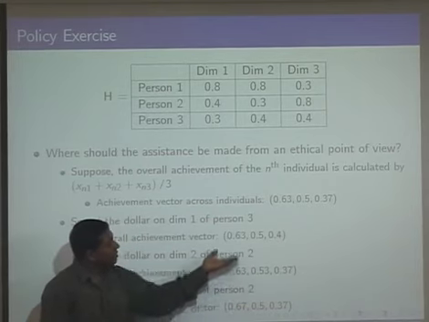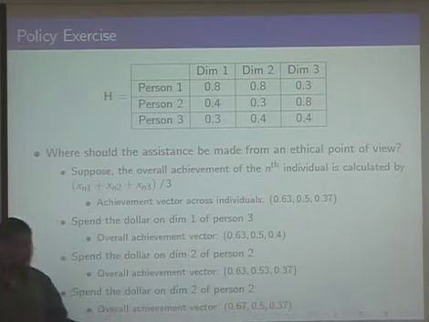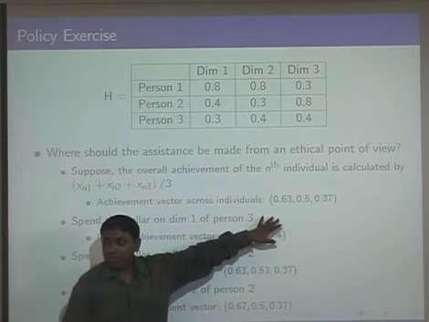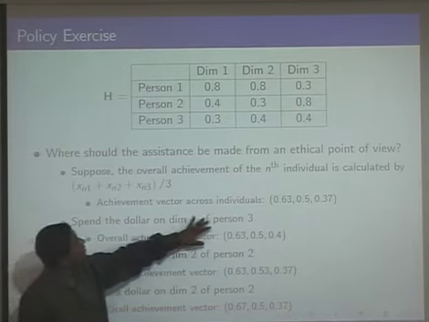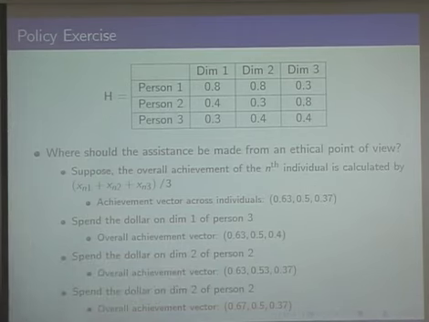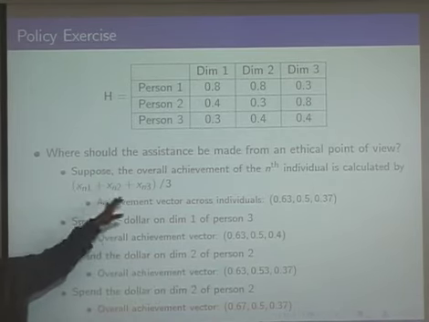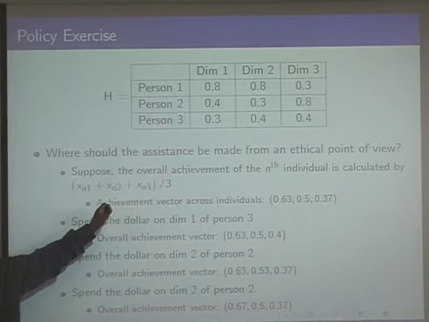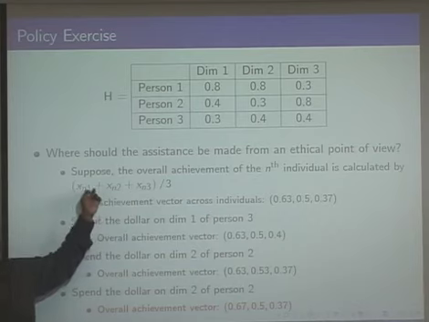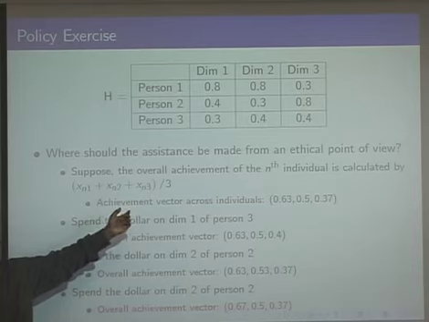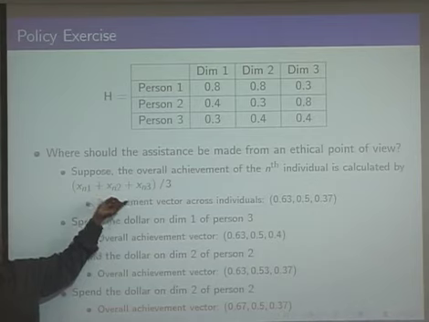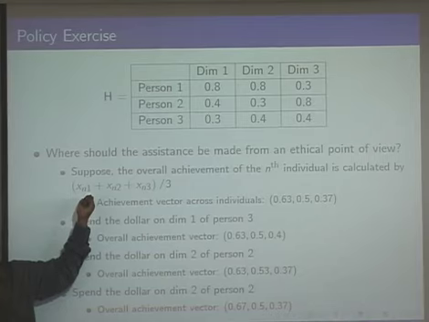Okay, so which distribution do you think is more ethical after? So is it your initial distribution? No. Spend the dollar on dimension 1 of person 3. Okay, so you think that is the more ethical distribution if that is our first stage aggregation. Okay, if you have seen utility functions, if this is the first stage aggregation, and suppose instead of stating overall achievement, I use the term utility, and utility is obtained by taking the average of 3 dimensions, what kind of utility function would it be? For what kind of utility function do you just take a simple average of 3 commodities?